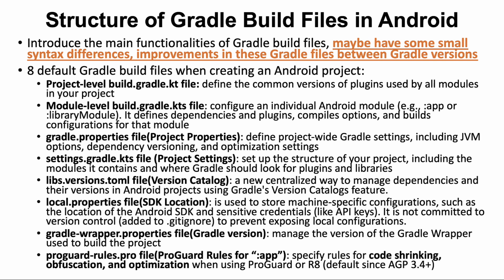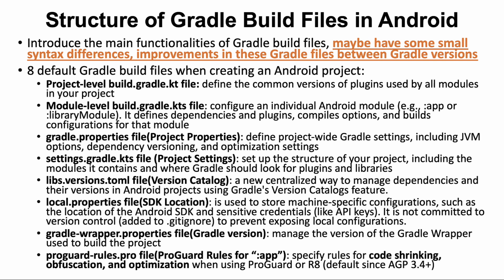Next, the libs.versions.toml file, version catalog, is a new centralized way to manage dependencies and their versions in Android projects using Gradle's version catalogs feature. As before, for dependency versions, we put it in the Gradle.properties file, but now, with the new Gradle's version catalogs feature, we have a new centralized way to manage dependency versions.